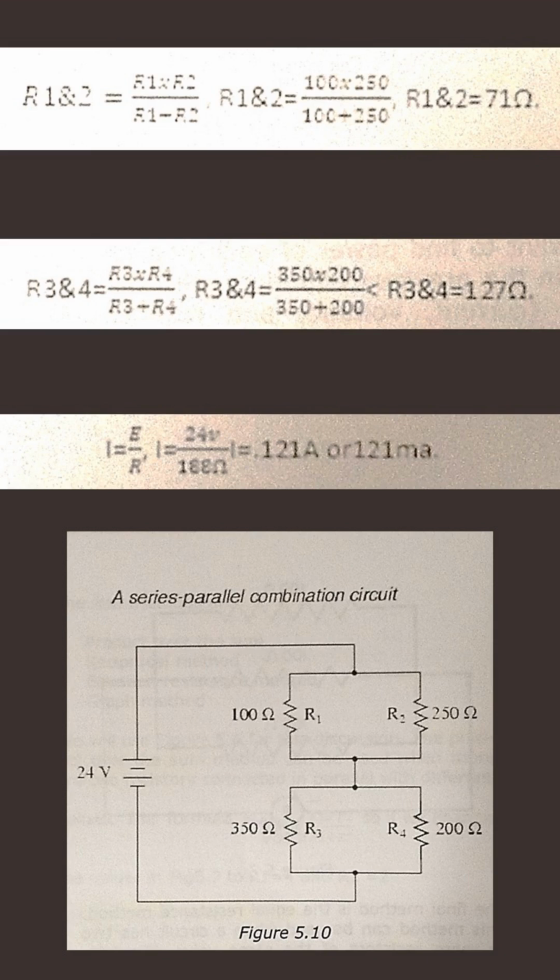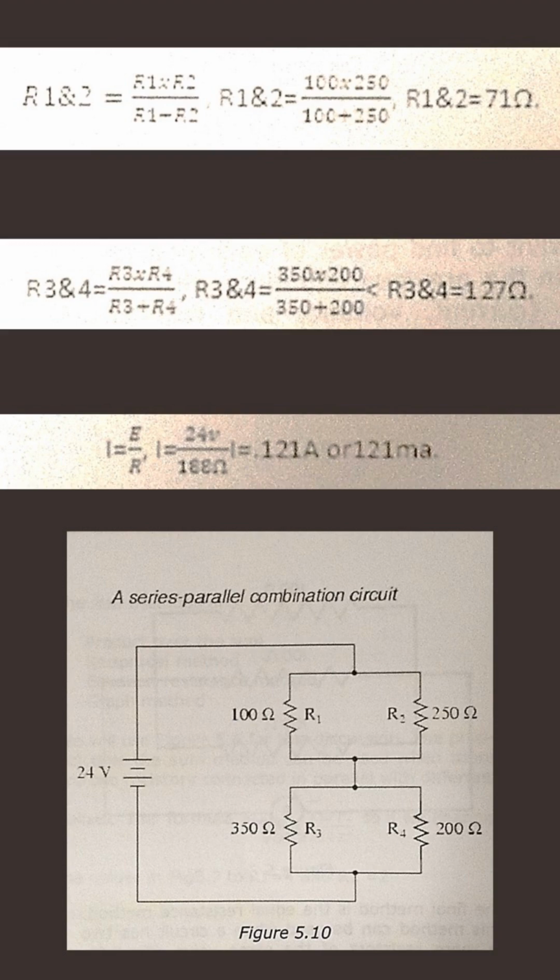The total voltage is already given, so use the Ohm's law formula to find the total current. Ohm's law formula, in this case, is I equals E divided by R, which is I equals 24 volts divided by 198 ohms, which is equal to 0.121 amps, or 121 milliamps.